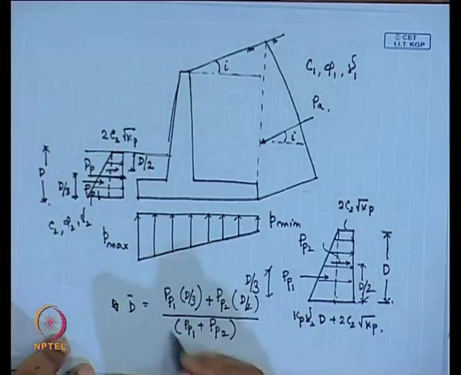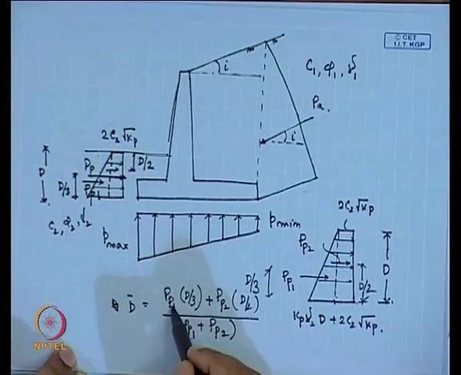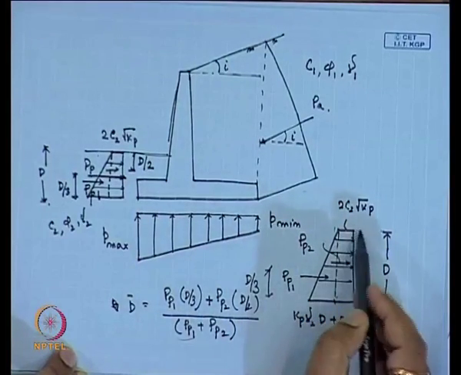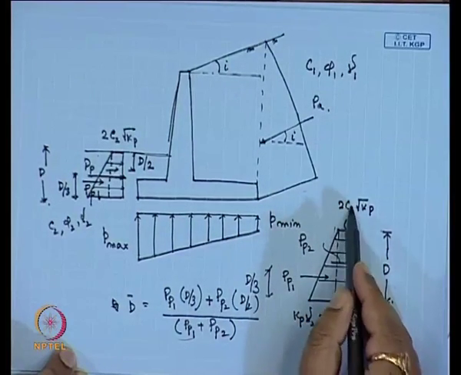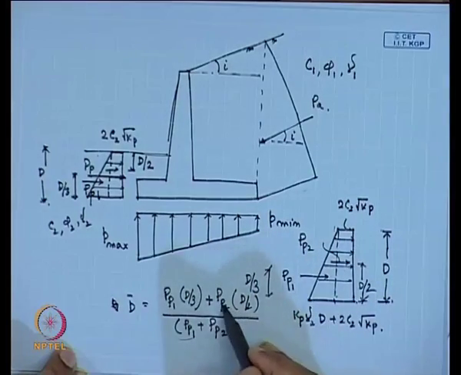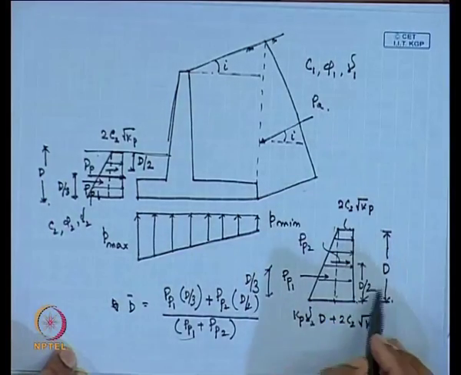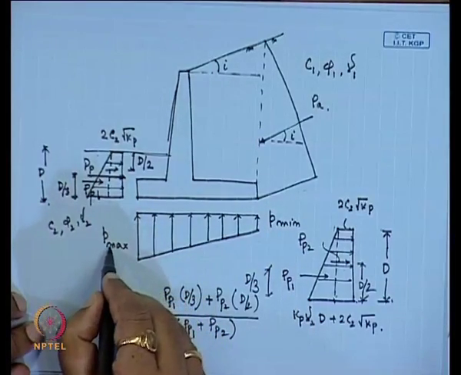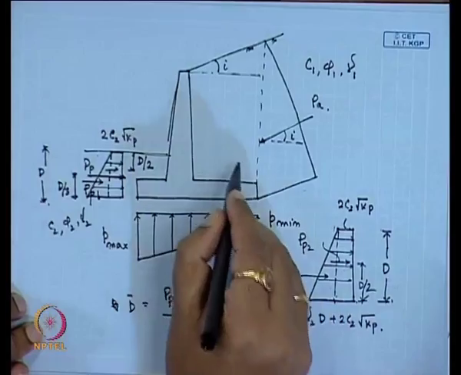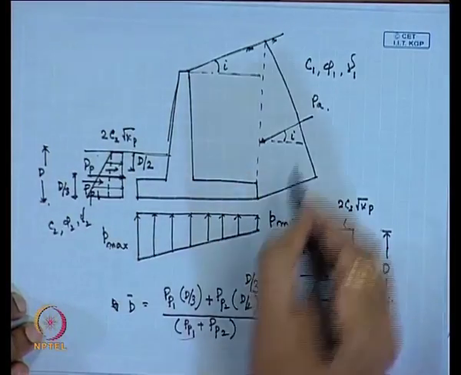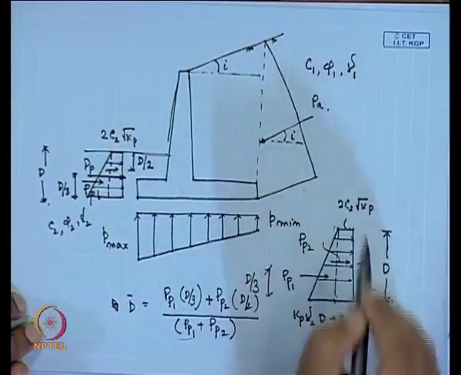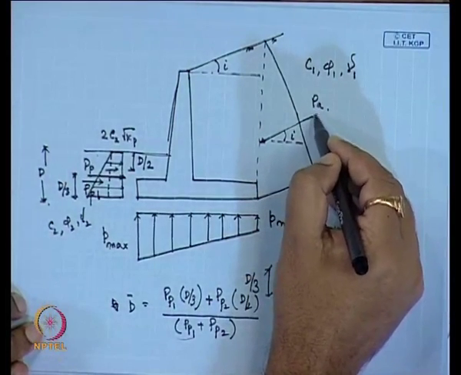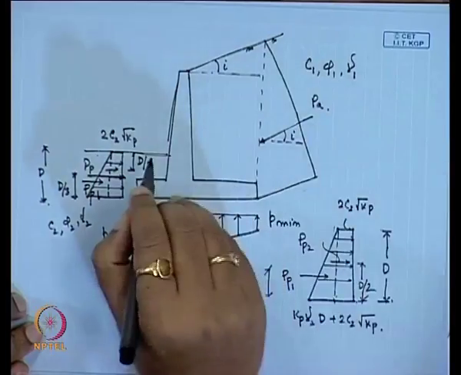So, in this way, first you have to calculate P_P1 from this triangular portion, because we know the stresses at this edge and this edge, and then P_P2 for this rectangular portion. Then we can determine d bar. And this stress P max and P min we can determine by using the previous expression. Then P_A is also calculated, for the active force that is acting.